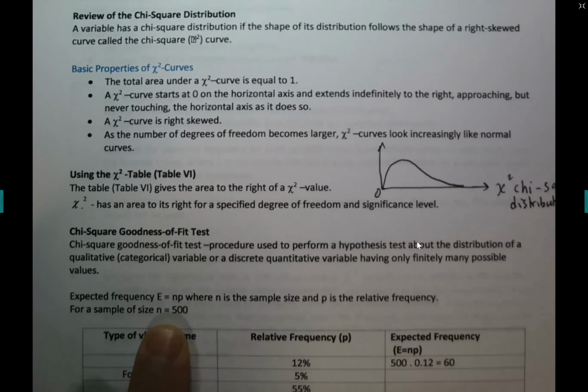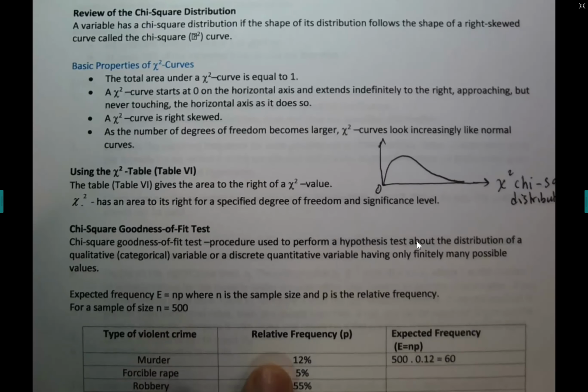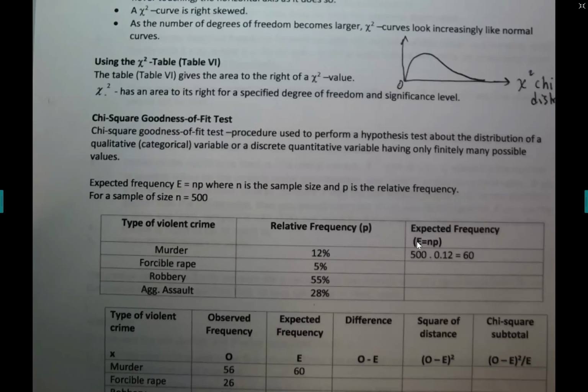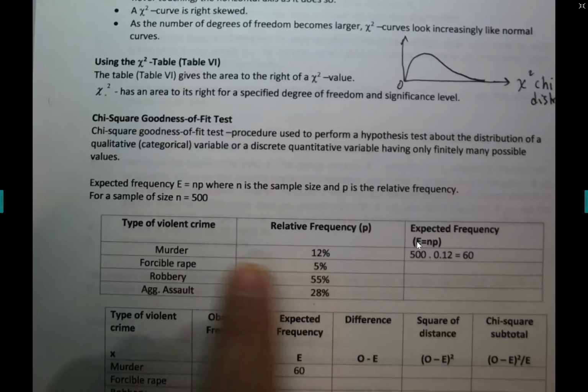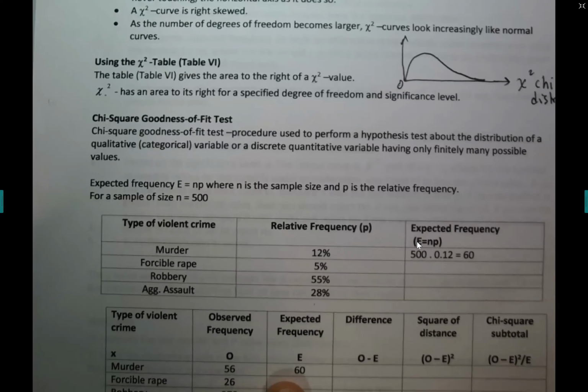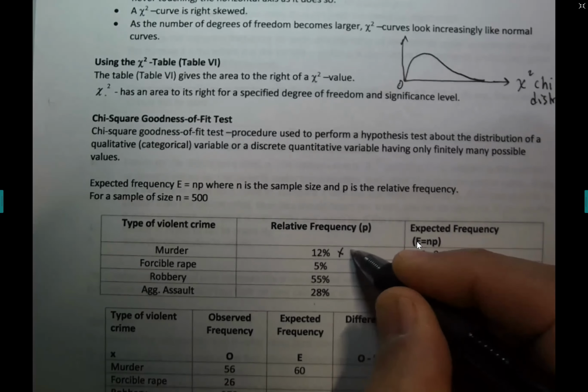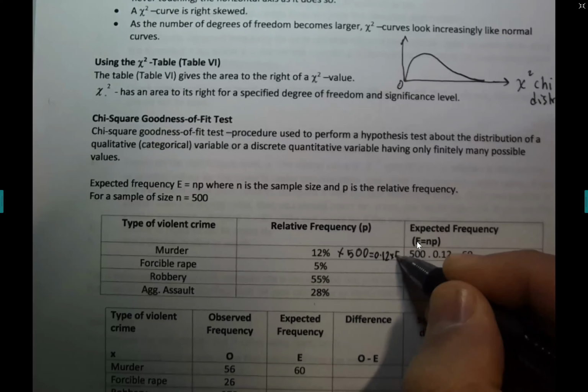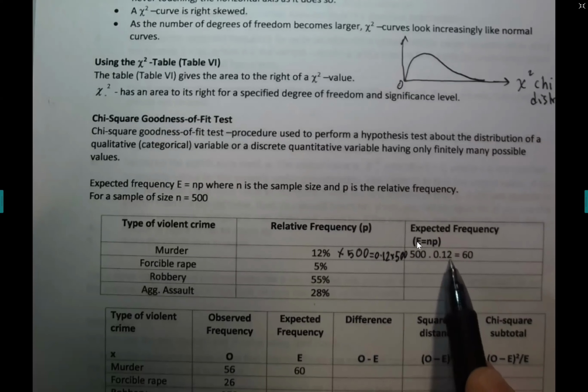For example, here we have a sample size of 500, and he gives us those percentages. Type of violent crime, we have 4 categories. The observed values are given already, in a separate table, so you don't have to worry about them. But what you need to find are the expected values. So for the expected value of murder right here, I put 60. And if you want to know where the 60 came from, guys, it's 12% times 500, which is 0.12 times 500.